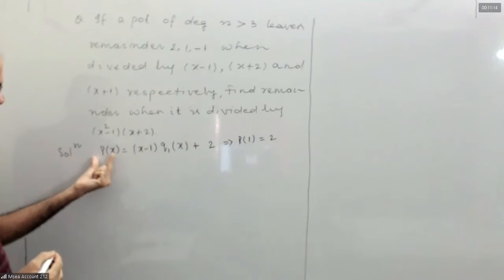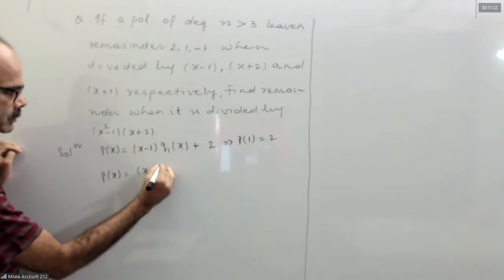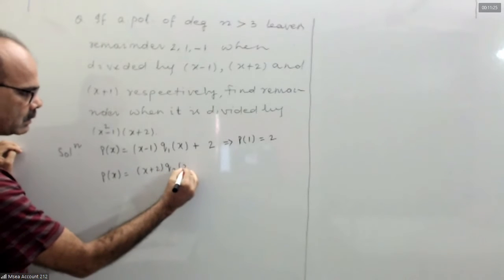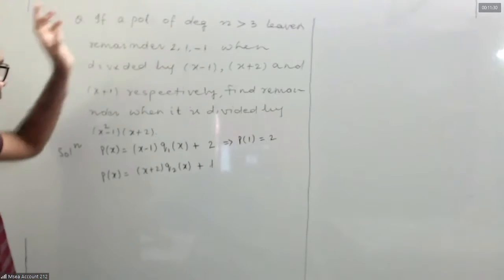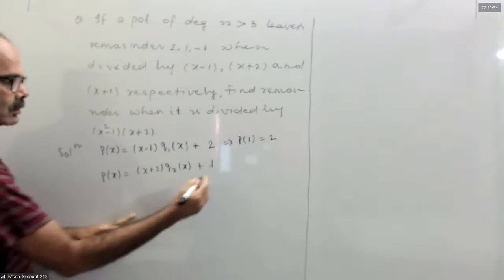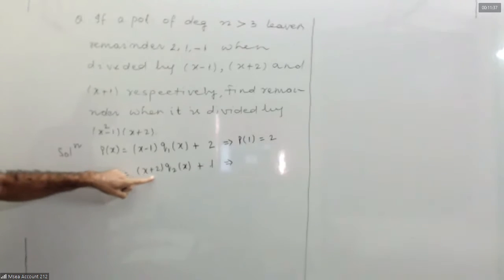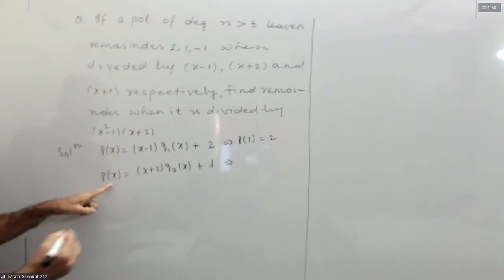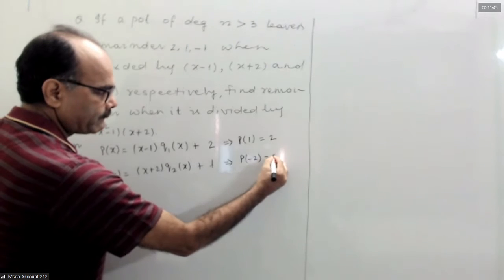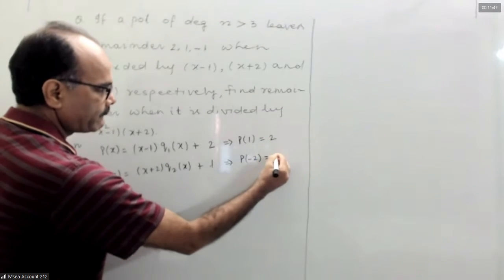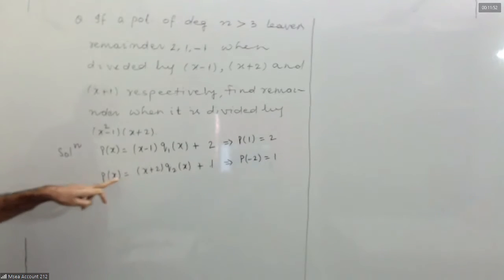Second, when we divide it by x plus 2, the quotient will be some other polynomial, remainder is 1. So if you put x equal to minus 2, this will be 0. P of minus 2 equals 1.